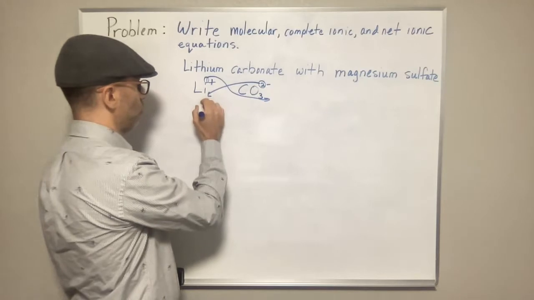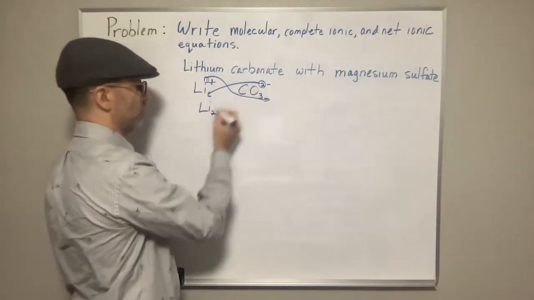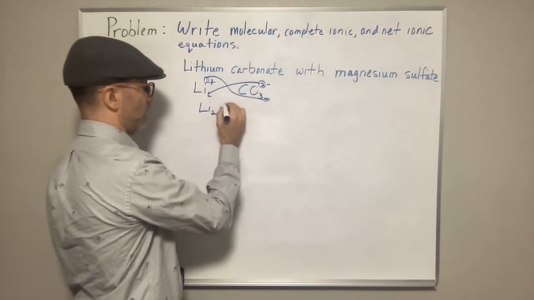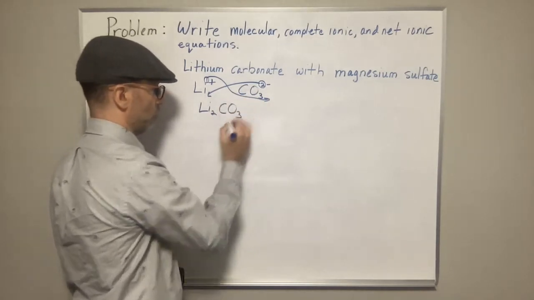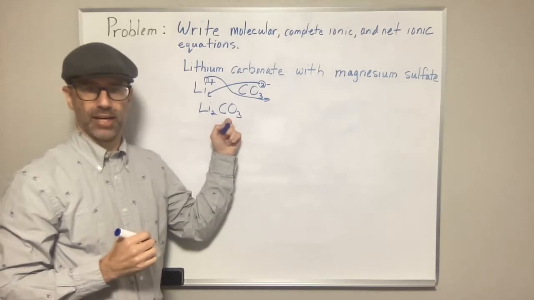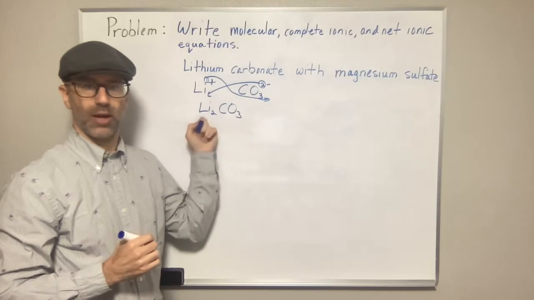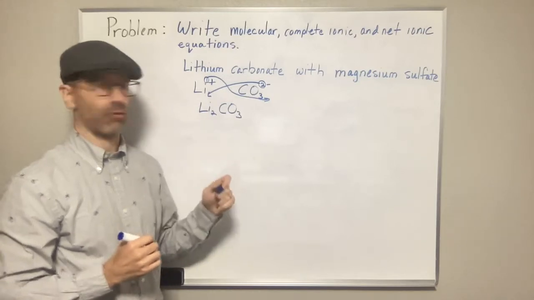So lithium, Li2, because of the 2, and then carbonate. I only have 1 carbonate, so CO3. If you only have 1 polyatomic ion in your formula, you do not need parentheses. So Li2CO3 is the formula.